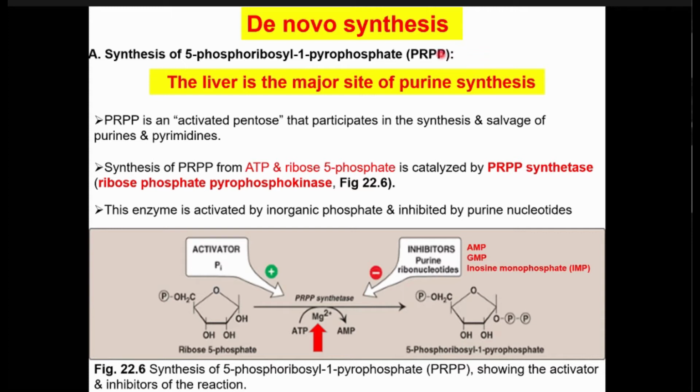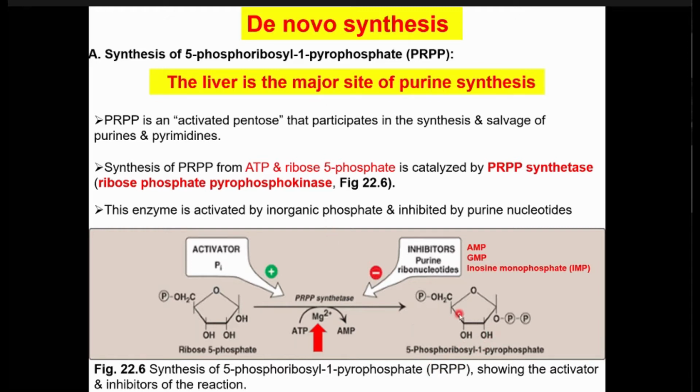The purine, if they ask you where is the de novo synthesis of the purine, the site is in the liver. The liver is the major site of purine synthesis. This is a very important point. So this is the PRPP.